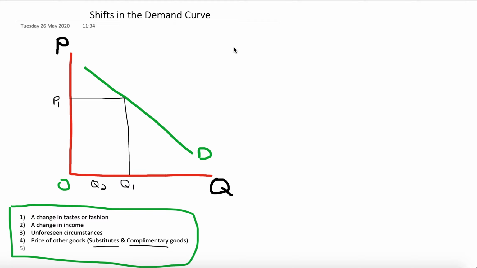Okay, we're selling burgers. So let's say Easy Burgers. Okay, Easy Burgers. And this is the market demand for Easy Burgers. This is our graph over here for the demand for Easy Burgers.